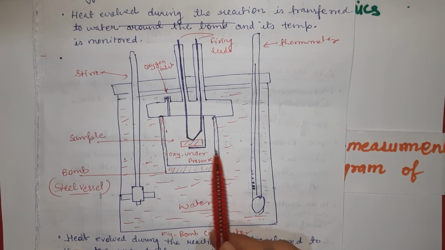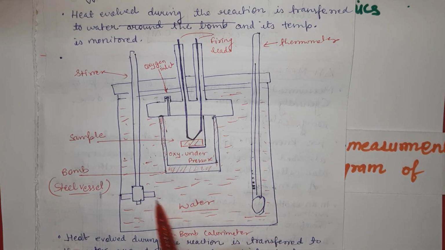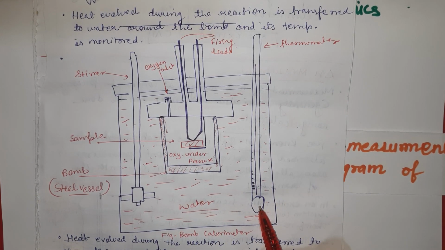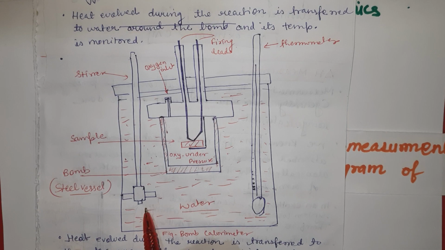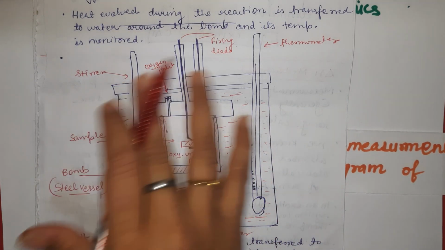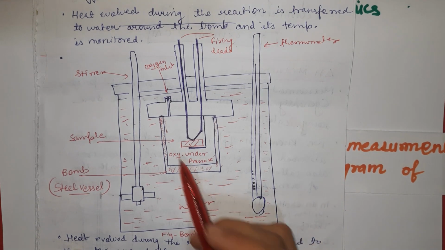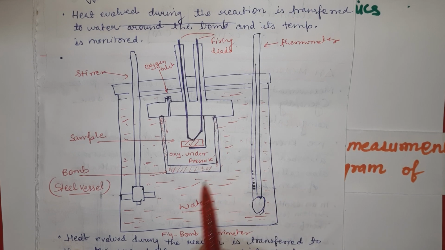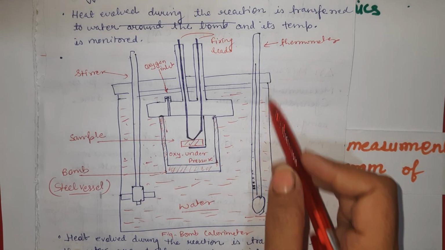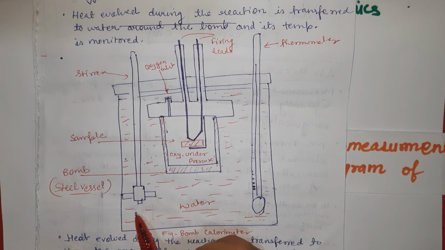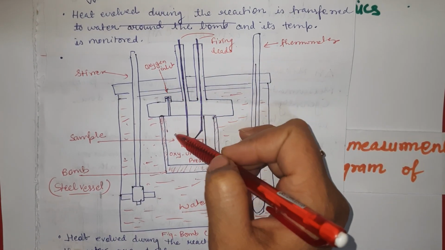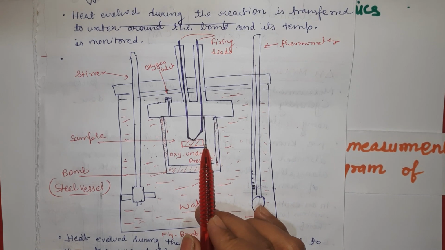Around the steel vessel there is a water bath. In this water bath, one thermometer is attached and one stirrer is here. I hope the picture is very clear. One is the steel vessel, and besides the steel vessel we have a water bath with one thermometer and one stirrer, and inside the steel vessel we have firing leads, oxygen inlet, and the sample.